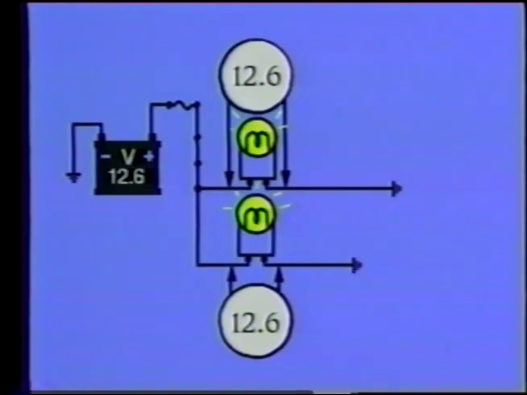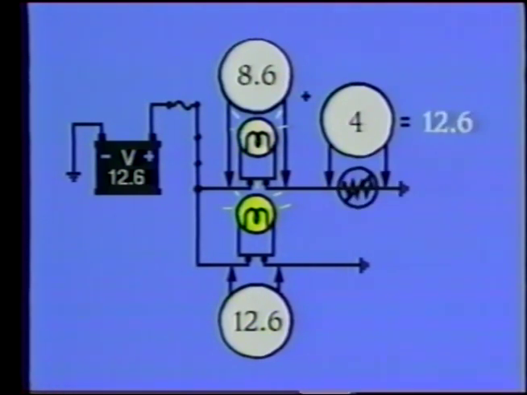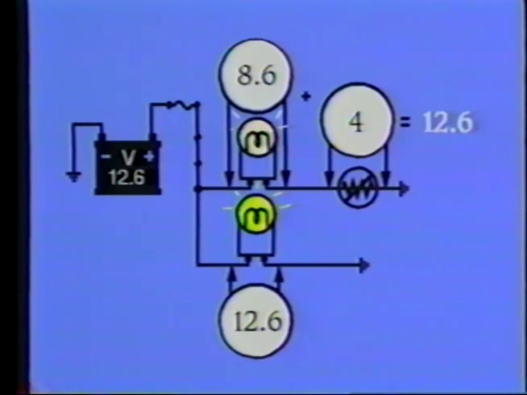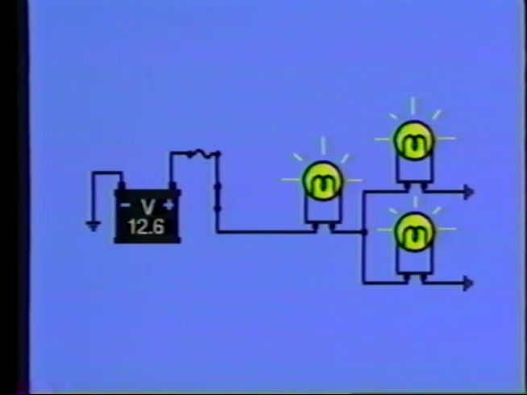If the same loads are wired in parallel, each load receives full battery voltage. If extra resistance is present in a leg of the circuit, only the load in that branch of the circuit receives reduced voltage. A series parallel circuit combines series circuits with parallel circuits.